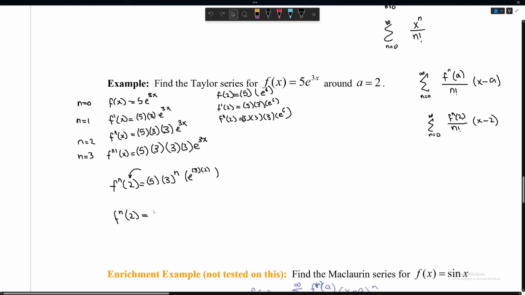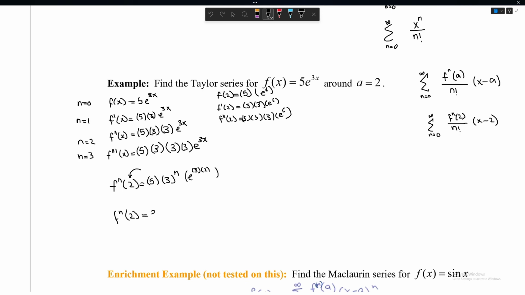So I'll do it. So it's 3 to the n times 5 times e to the 6. And so you take that and you plug it here. So now we have our sum. Ooh, look how beautiful that looks. Right? And we have 3 to the n times 5 times e to the 6 all over n factorial times x minus 2. All right, and so that's really how you do it.